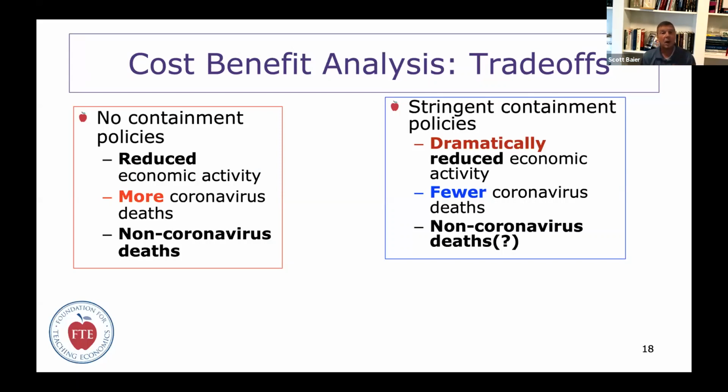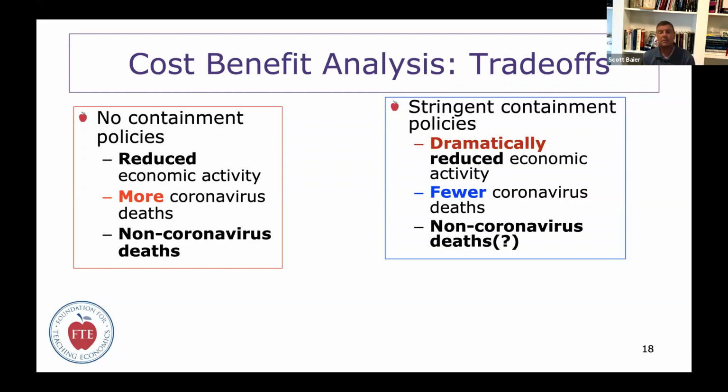So clearly, with no containment policy, you're going to get some reduced economic activity. You're likely to have large coronavirus deaths. So some of the estimates were you would have somewhere between 600,000 and 2 million deaths if the U.S. didn't do anything. And there would still be some non-coronavirus deaths. With stringent containment policies, what you're going to do is what we're seeing. You're dramatically reducing economic activity. You're likely to have fewer coronavirus deaths, and you're also likely to have more non-coronavirus deaths.